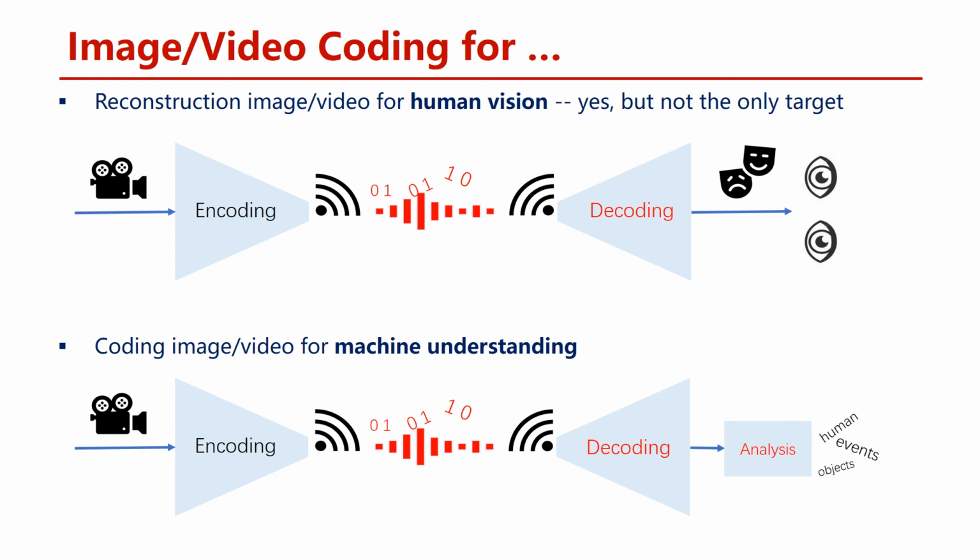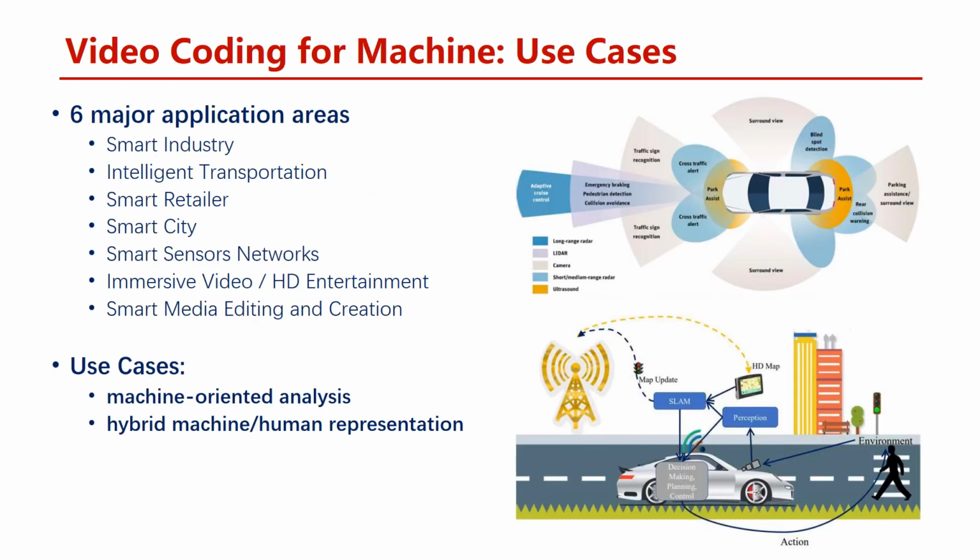In addition to that, people are considering image and video coding not only for human vision, but also for machine understanding. So the potential usages could be like smart industry, intelligent transportation, smart retailers, smart cities, smart sensor networks, immersive video and entertainment, smart media editing and creation. It could be machine-oriented or a hybrid of machine and human representation.